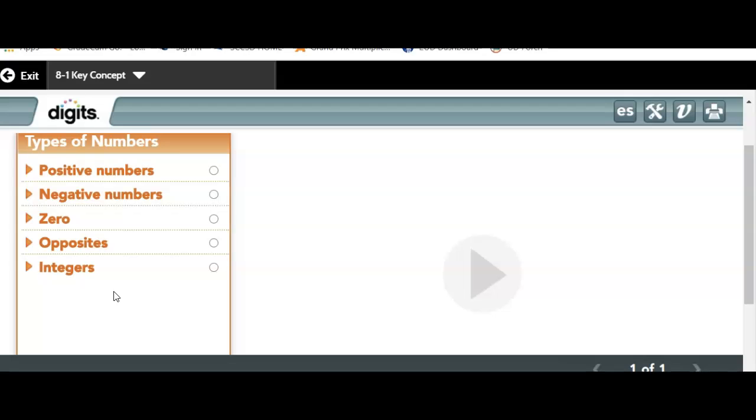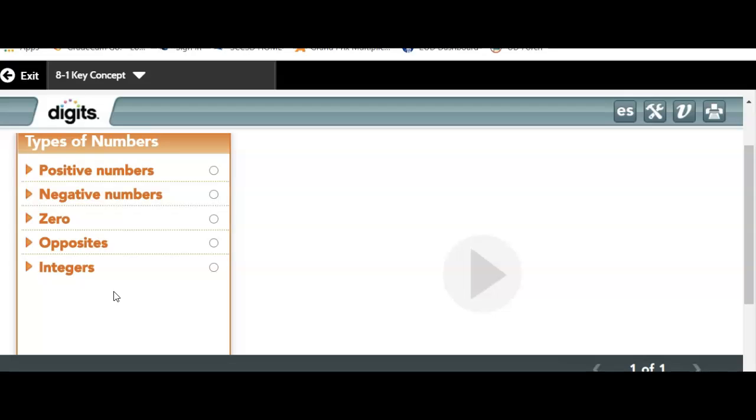Is zero an integer? Yes. If we are saying no, you're not reading the definition of what an integer is on the paper. Integers are a set of positive whole numbers, their opposites, and zero. So is zero an integer? Yes, it is.